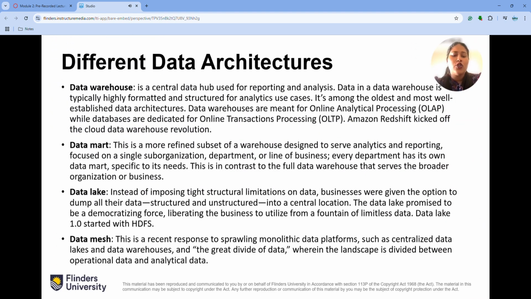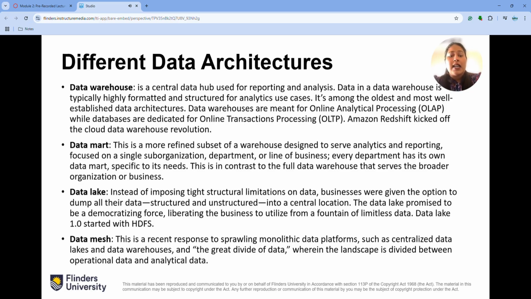So here we are going to talk about different data architectures. A data warehouse is a centralized repository that stores large amounts of structured data from various sources, optimized for reporting and analysis. It supports business intelligence activities, allowing users to run complex queries and generate insights. Then a data mart is a subset of a data warehouse, typically focused on a specific business function or department, such as sales or finance, and contains more targeted, curated data to meet the needs of that particular group.